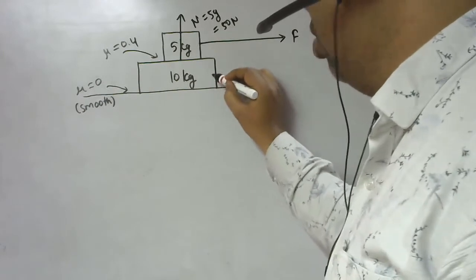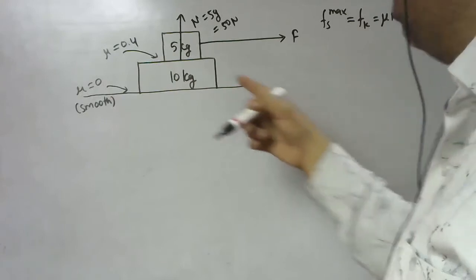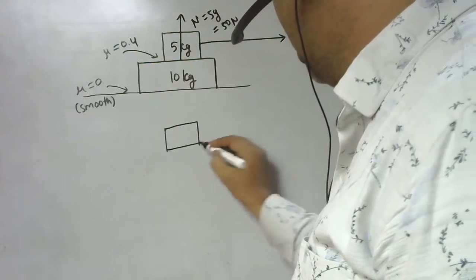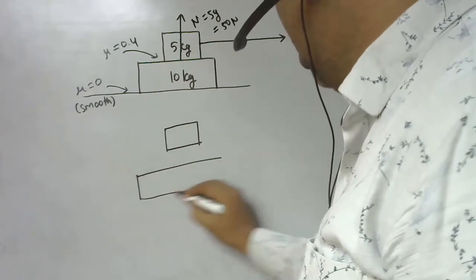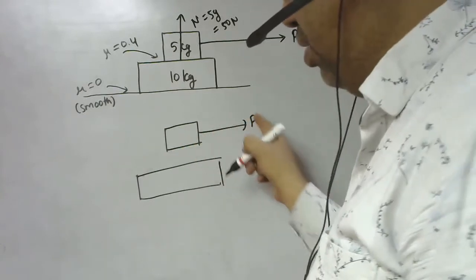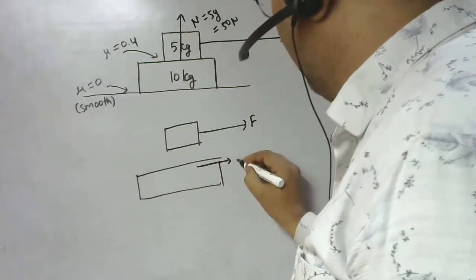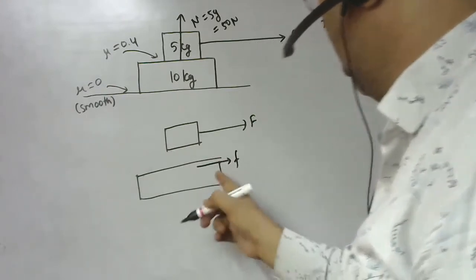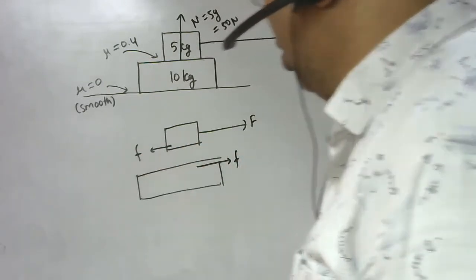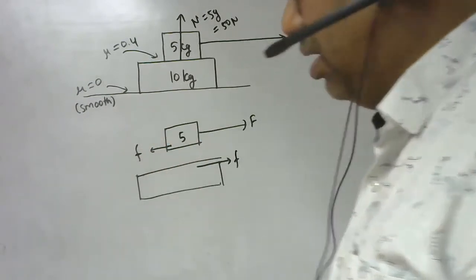So this 10 kg block will accelerate by the help of friction between the two blocks. This is a force F, and if this moves forward and has a tendency to slide forward, the friction force on the lower block will be in the forward direction, and that will accelerate it. By Newton's third law, there is a reaction force on the 5 kg block in the opposite direction.